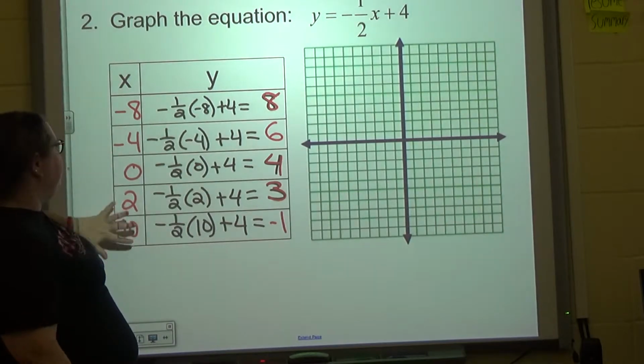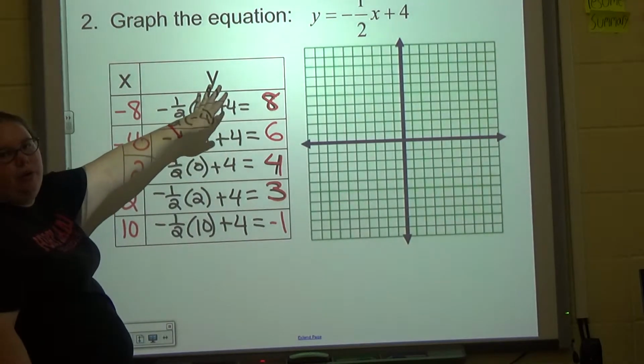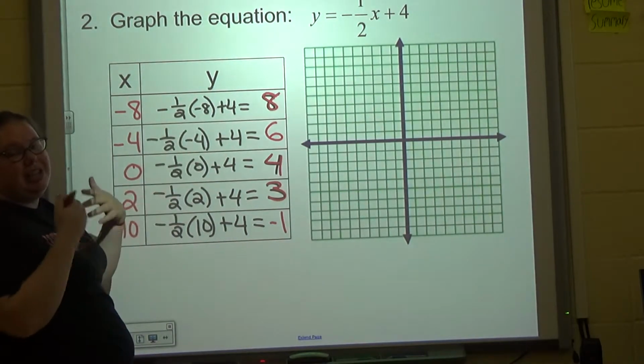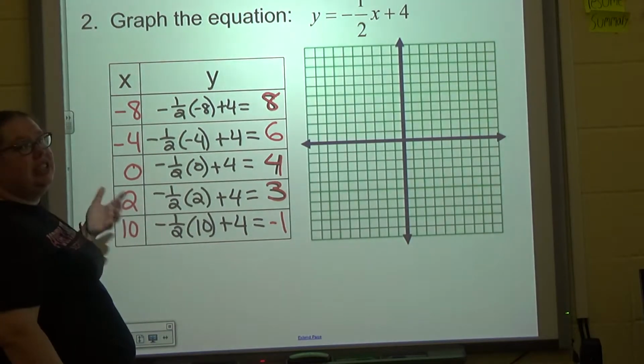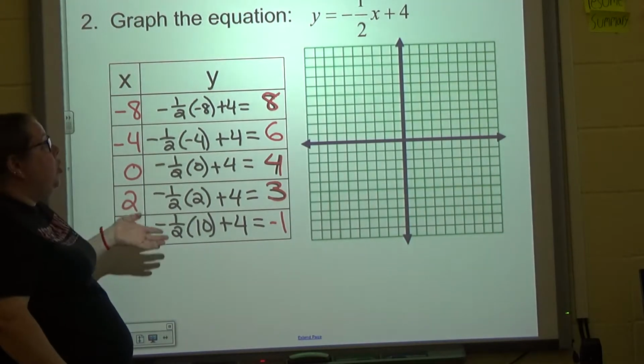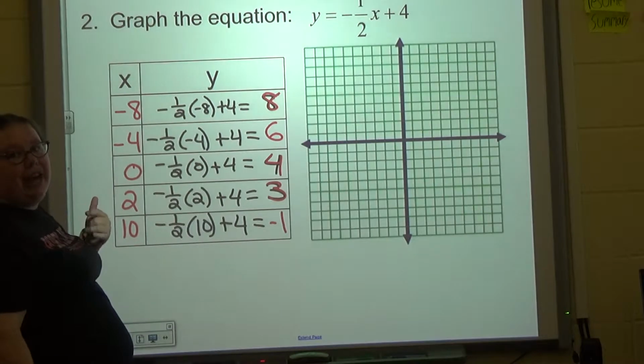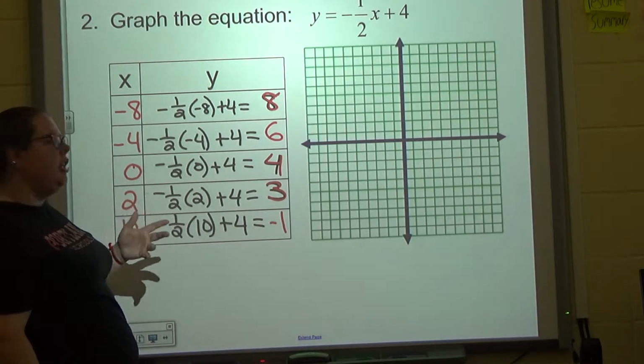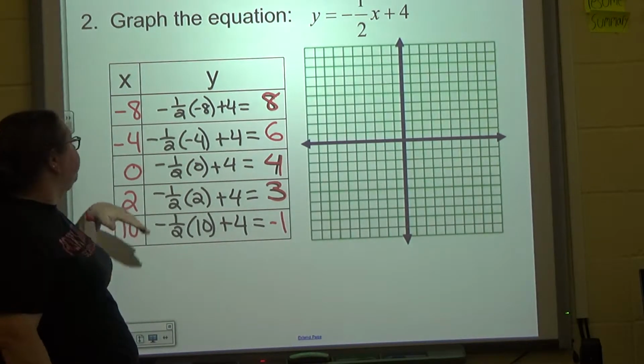Okay? So again, I picked all even numbers since I know half of an even number is going to come out nice. Could I have done like 7? Sure, but then I'd have negative 3.5. That's annoying. I don't want to have to deal with that. So pick stuff that will make life easier.